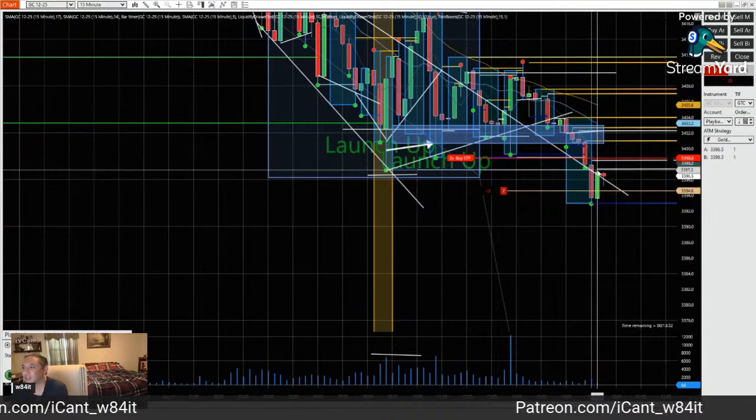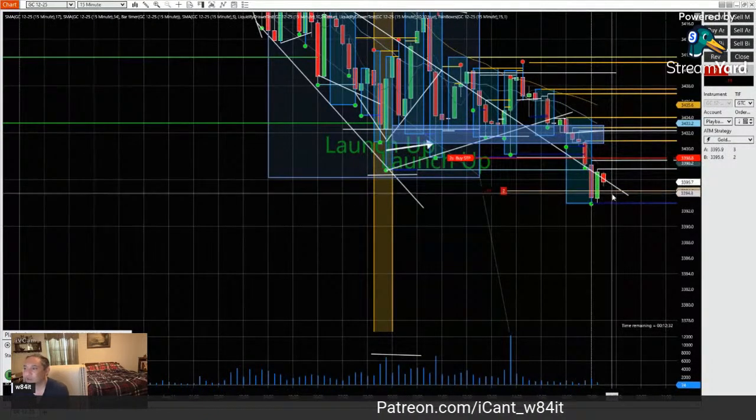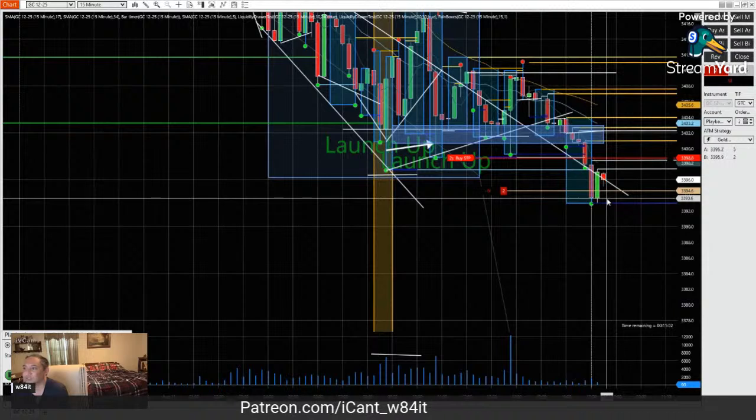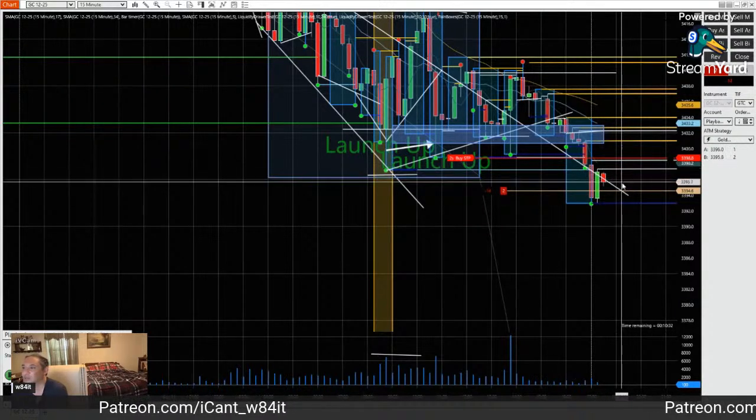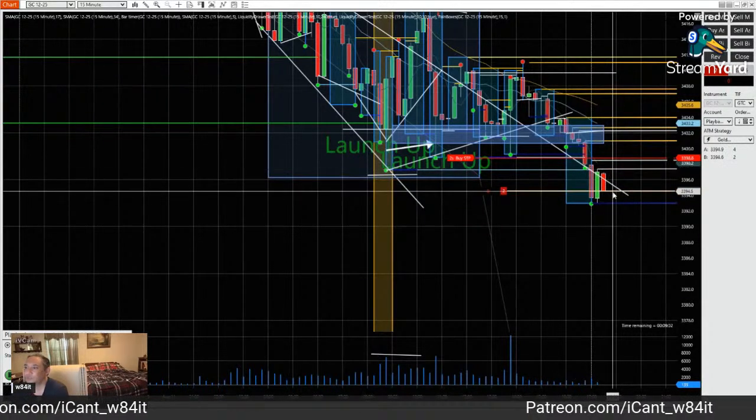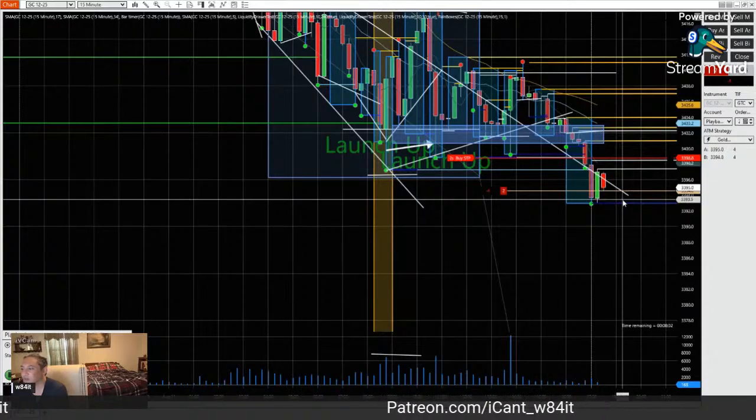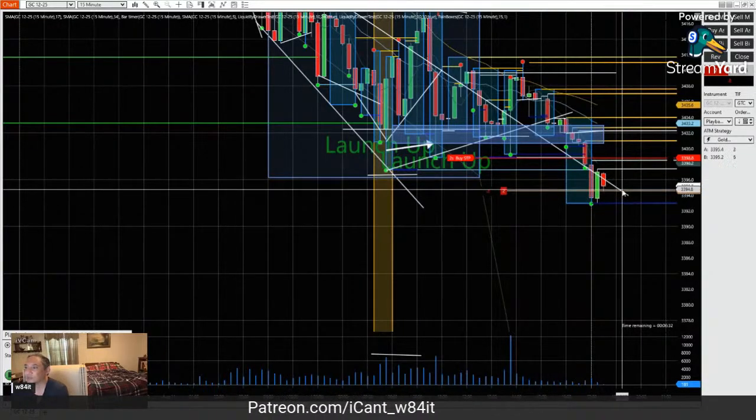Didn't quite get to the high of this candle, not even a wick. Should try to push down. If it can't push down past the low of this candle, it might end up going back up. So we'll see what's going to happen here. 7 minutes left on this candle.